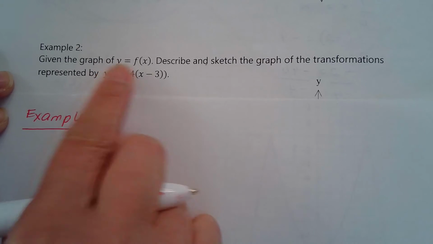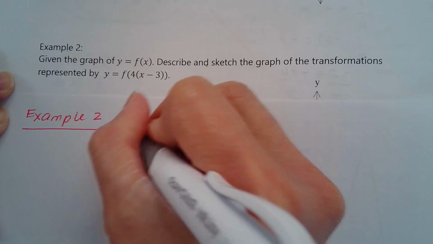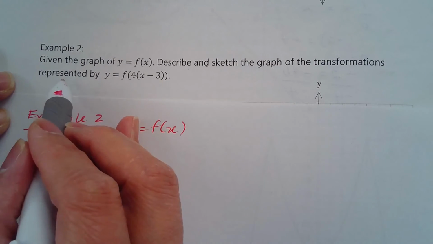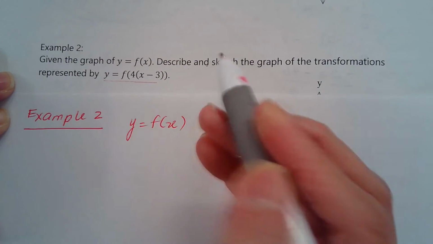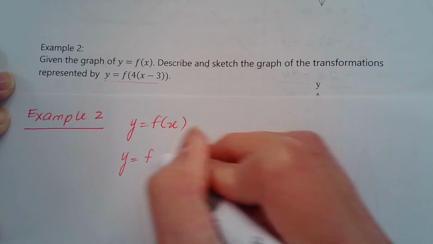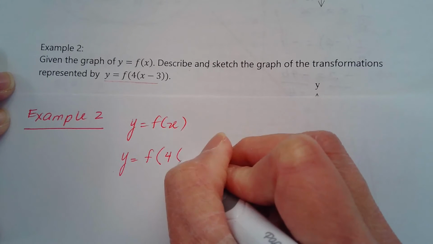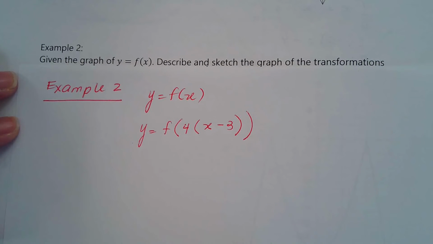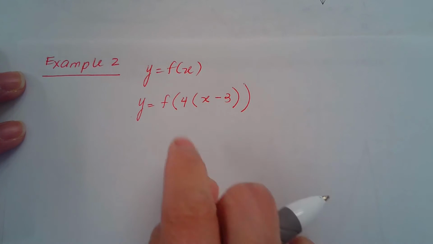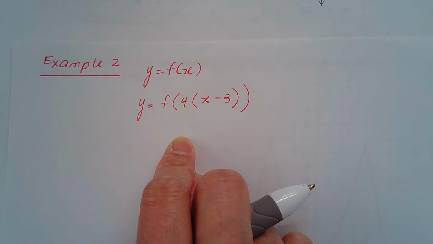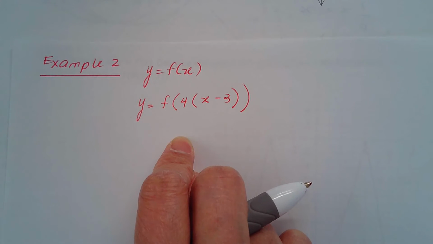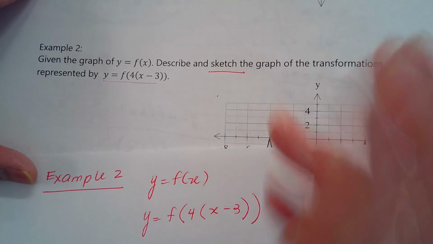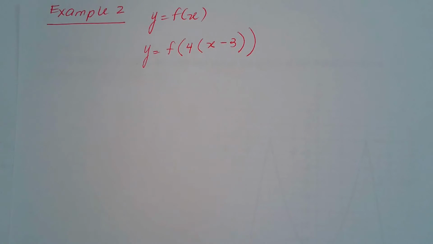Given the graph of y equals f of x, describe and sketch the graph of the transformation represented by y equals f of 4 times (x minus 3). Okay? So what we're going to do is describe it. That means we're going to write it in words, what's happening, and then we're going to sketch it. Okay, so what's happening in here?